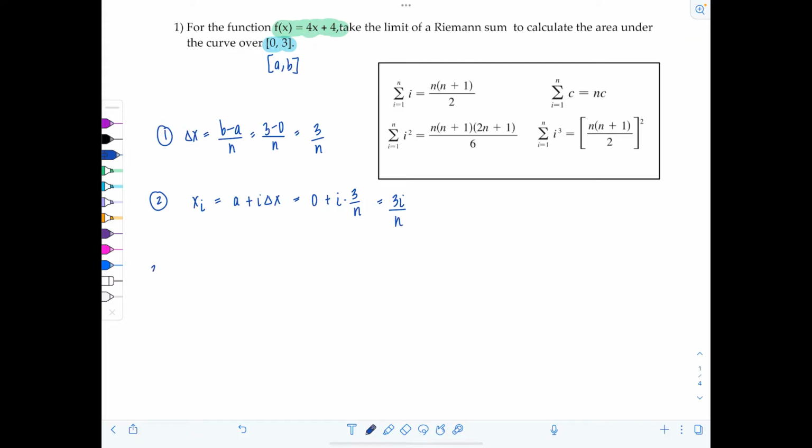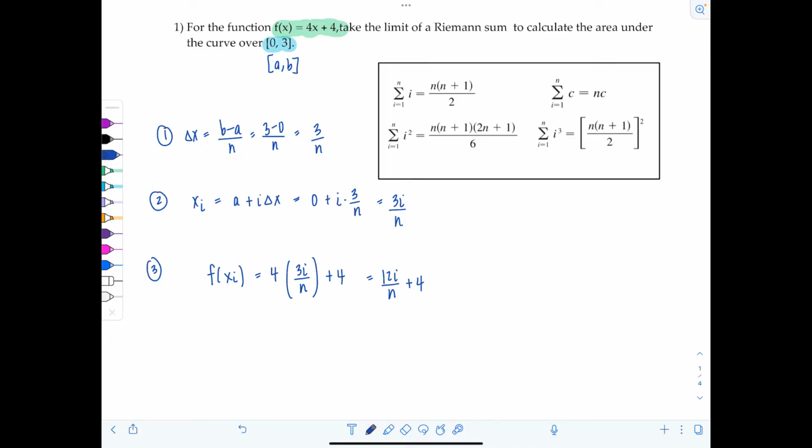And then step three, find f of x sub i. So f of x is 4x plus 4. That's going to be 4 times 3i over n plus 4. So this is 12i over n plus 4. That's it. Now put it all together.